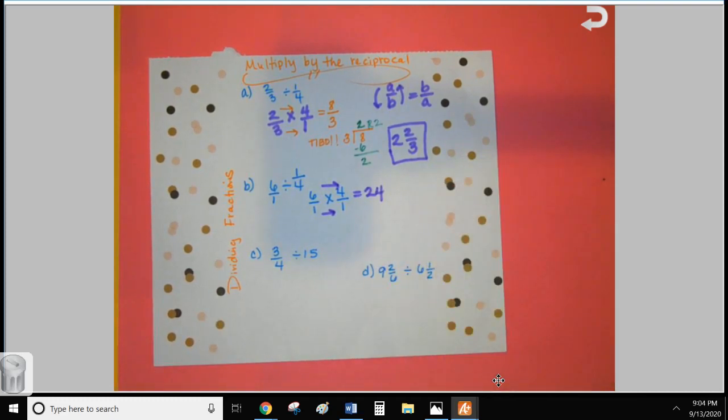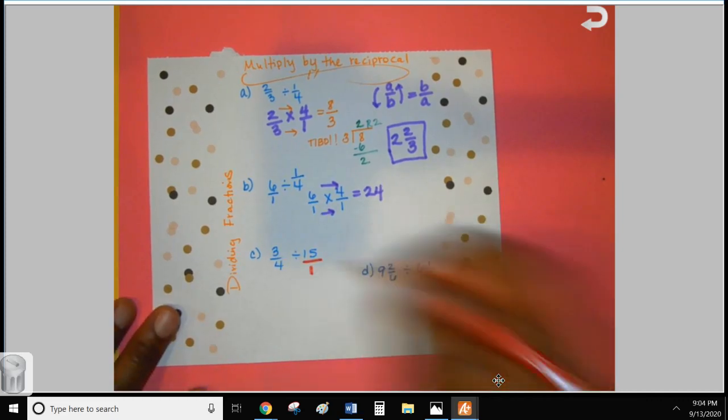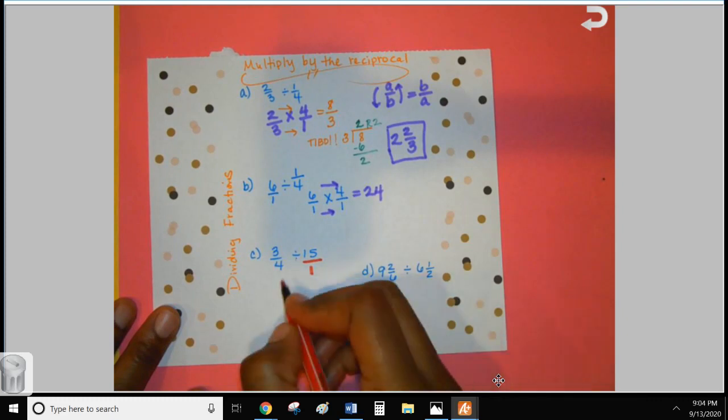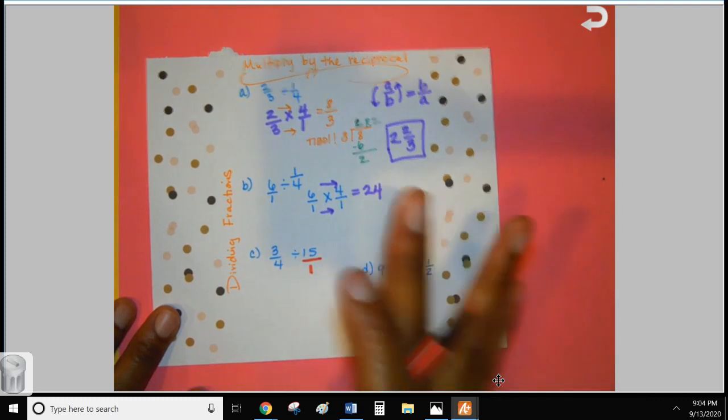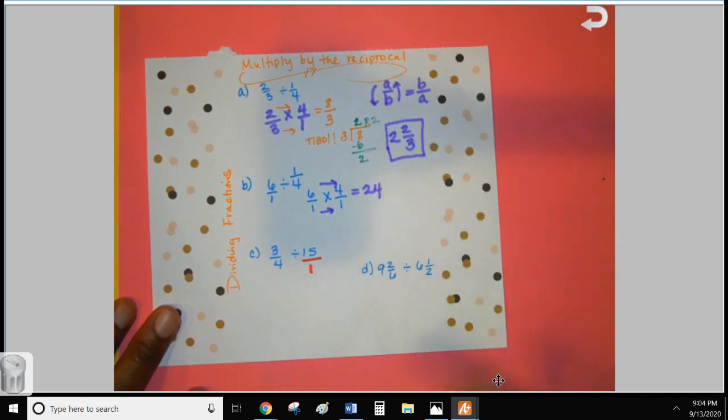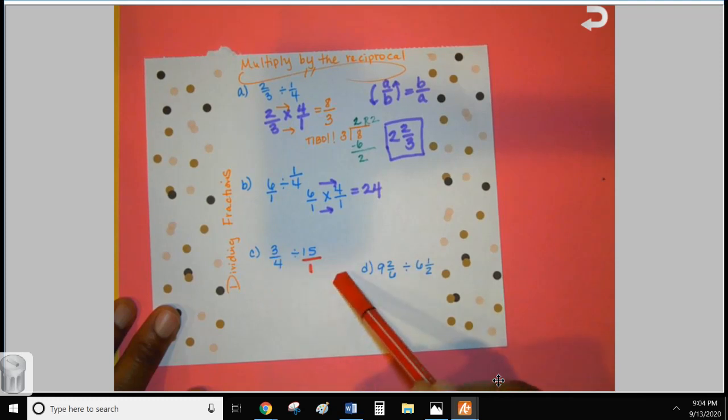In the next example, we have a fraction divided by a whole number, which again, we know is not a whole number. It's actually over 1. We multiply by the reciprocal. Notice how I keep saying multiply by the reciprocal. The multiplication symbol comes, then the reciprocal. Sometimes kids like to reciprocate both fractions. That is not what's happening here.